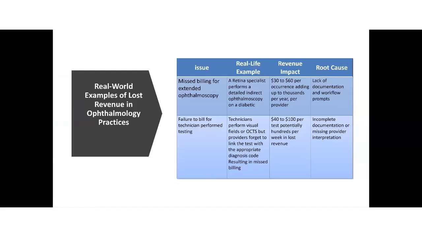Think about missing billing for extended ophthalmoscopy. A retina specialist performs a detailed indirect ophthalmoscopy on a diabetic. The revenue impact is $30 to $60 per occurrence per provider, adding up to thousands of dollars. The root cause? Lack of documentation and workflow prompts. Failure to bill for technician-performed testing. This is about $40 to $100 per test, potentially hundreds per week. And the root cause is incomplete documentation or missing provider interpretation.